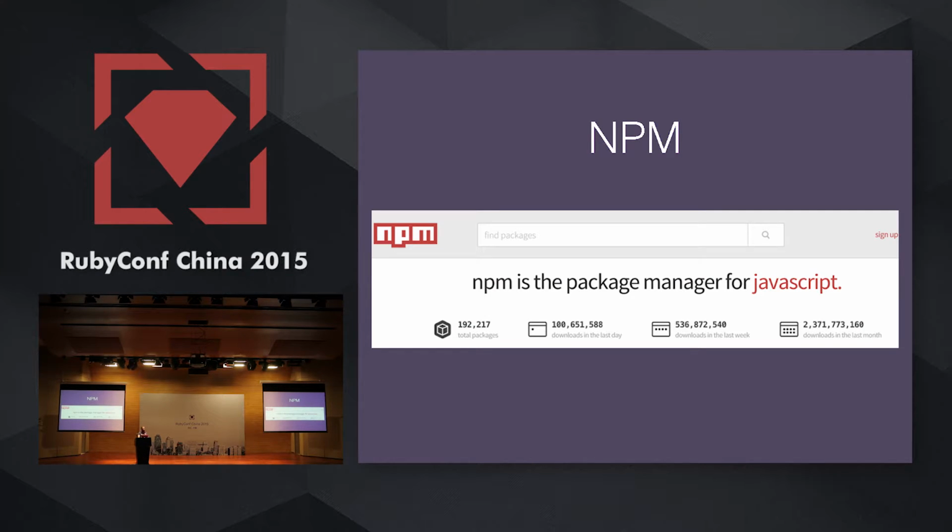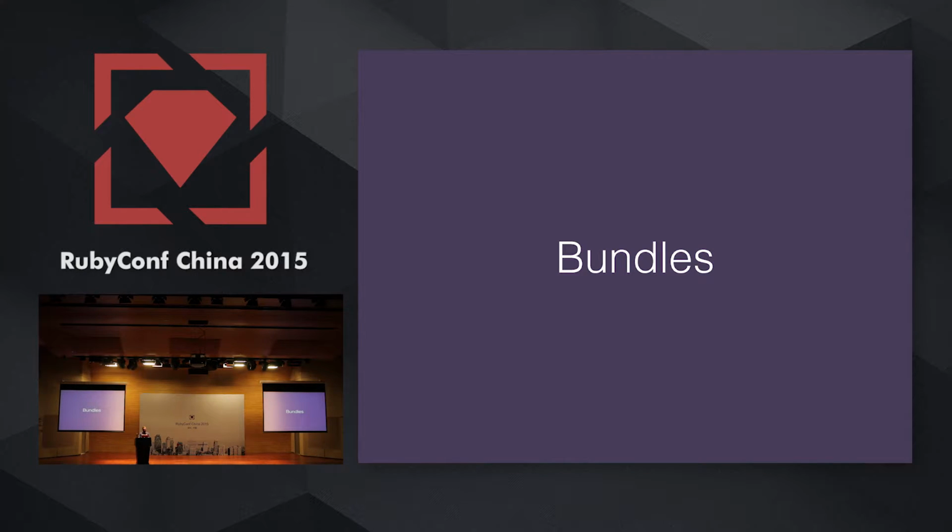The JavaScript community actually has a package manager called NPM. They even have many package managers. They are all based on NPM. NPM is basically Ruby gems and bundler for JavaScript. Now, the bundle means what's sent to your browser.